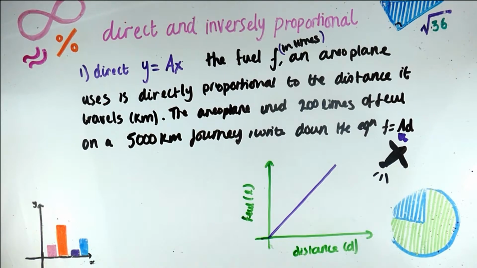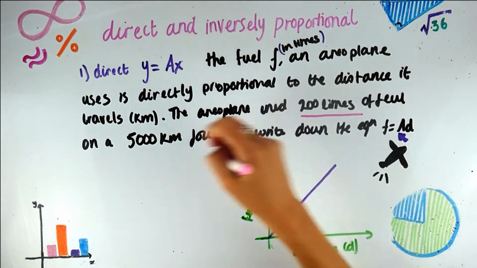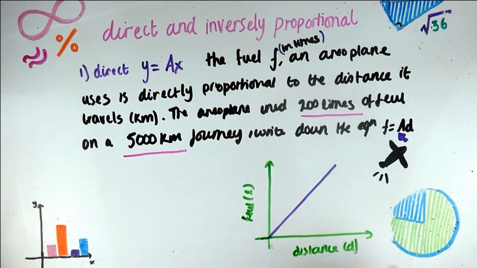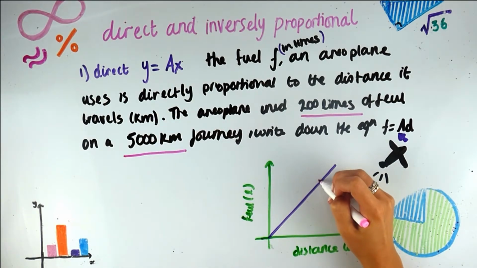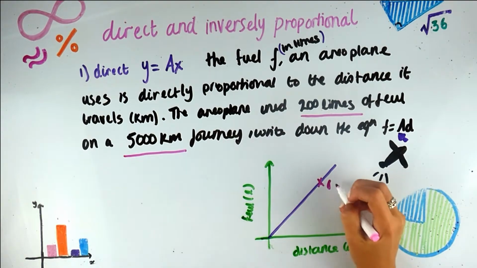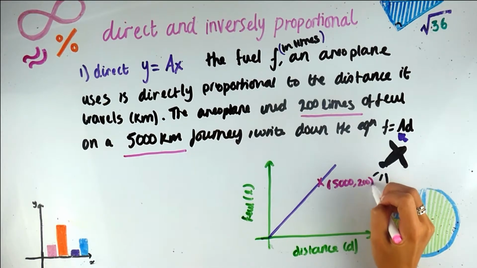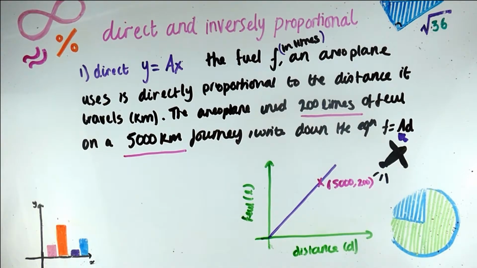So it's told us that it's used 200 litres for 5,000 kilometres. So we could say that could be that point there. So how far has it gone in distance? 5,000, and how many litres? 200. So it's kind of given us a point on the line. So now we have everything we need to work this out. So that's what it would look like. You don't necessarily need that sketch.